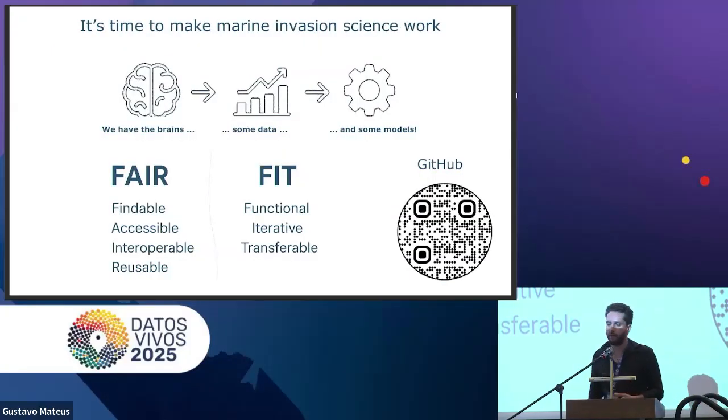Like, our data has to be fair, but it also has to be fit. It has to be functional, iterative, transferable, not only the data, but also all the protocols, the methods, and our packages. We have the brains, we have some data, we have some models, and we can make all of this better. All my code is always open and on GitHub.